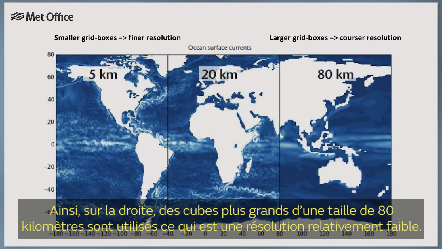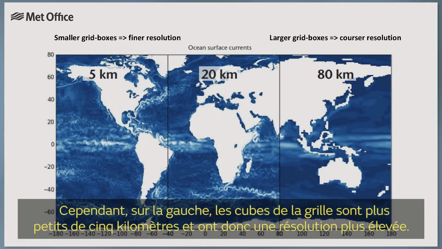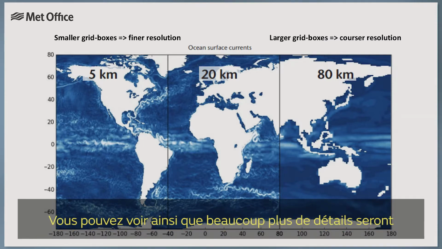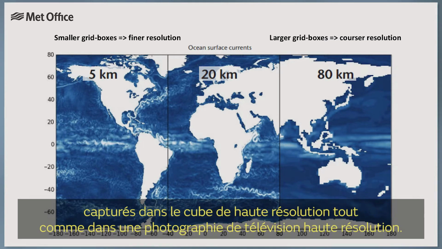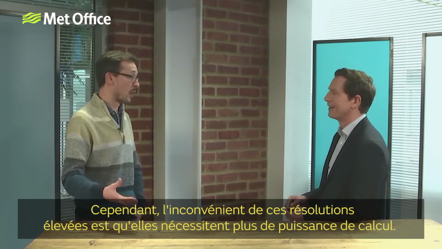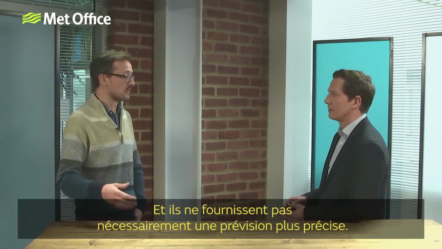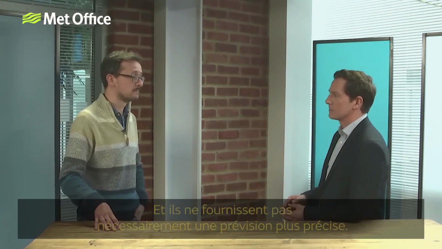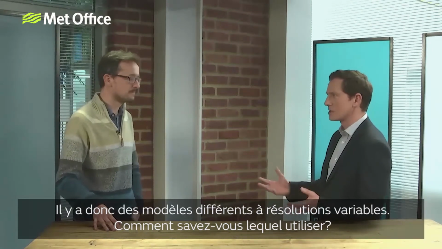So the output on the right uses larger 80-kilometre grid boxes, which is a relatively low resolution, and the output on the left uses smaller 5-kilometre grid boxes and so has a higher resolution. You can see that much more detail is captured in a high-resolution case, just like a high-resolution television or photograph. However, the downside of these high resolutions is that they require more computational power and they don't necessarily provide a more accurate forecast. So lots of different models, lots of different resolutions.